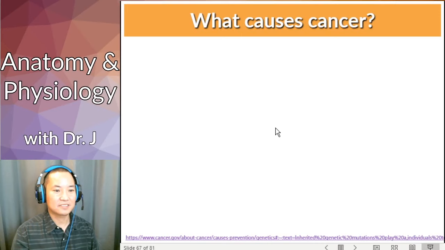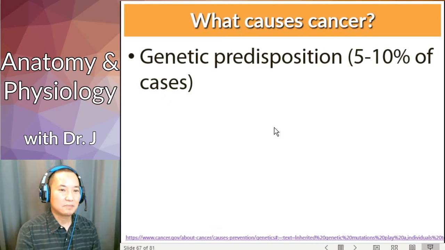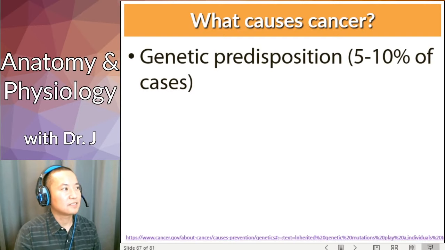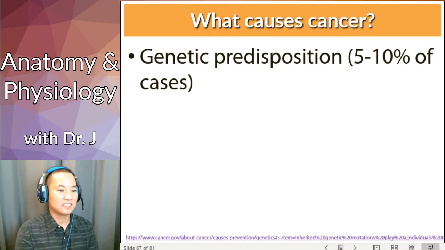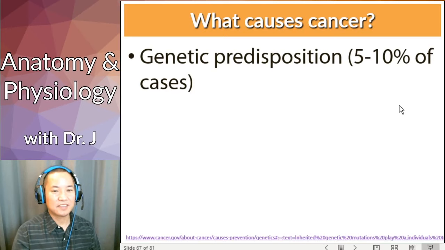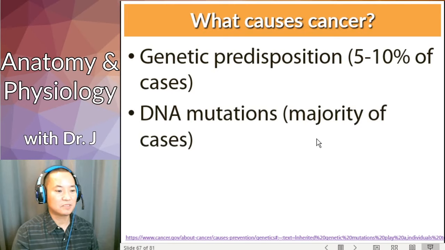So what causes cancer? Some people do have a genetic predisposition to cancer. For example, Angelina Jolie got a double mastectomy because she has a genetic predisposition to breast cancer. That's about 5 to 10% of cases. Some people have a genetic predisposition to develop certain types of cancers, but the majority of cancers are actually due to DNA mutations. It's due to some error in making a copy of DNA or some error in how you go from DNA to protein. That can cause cancer as well.